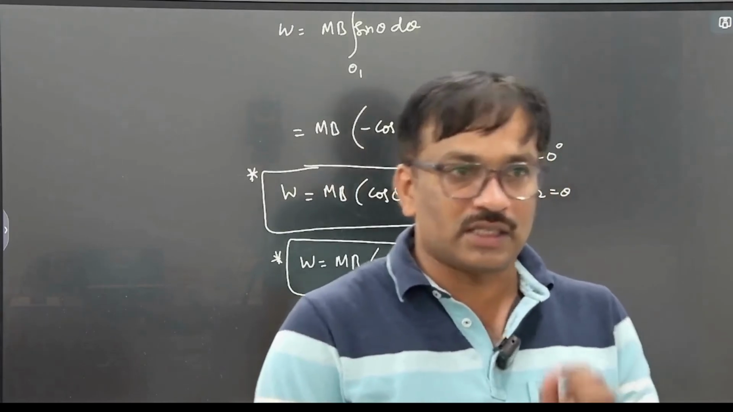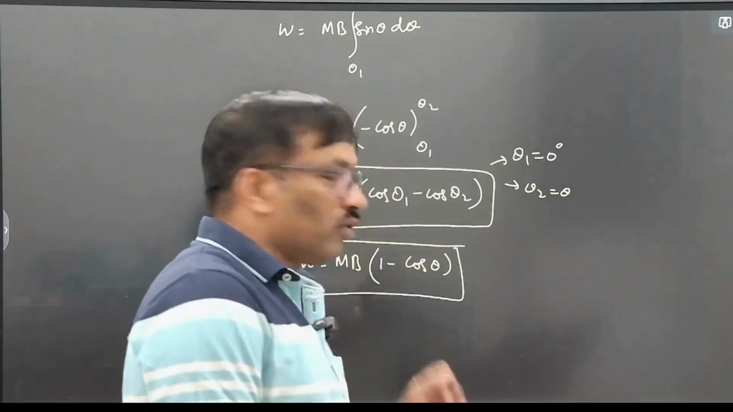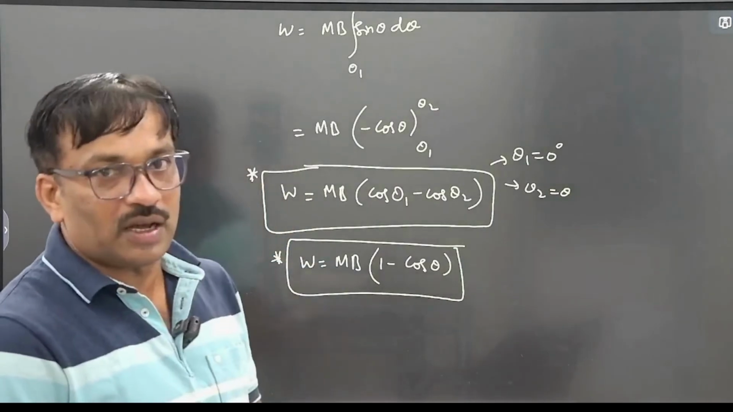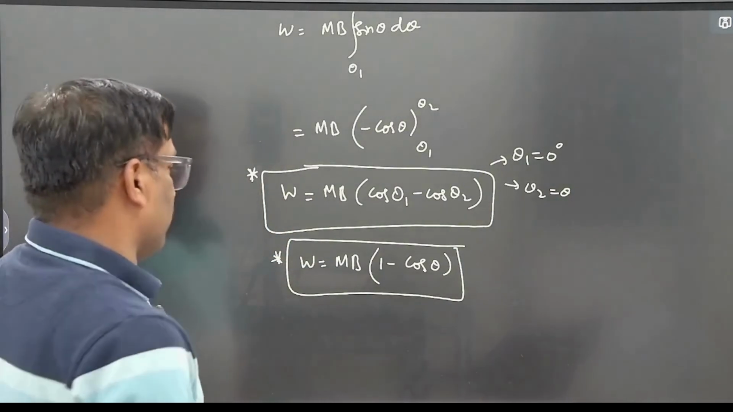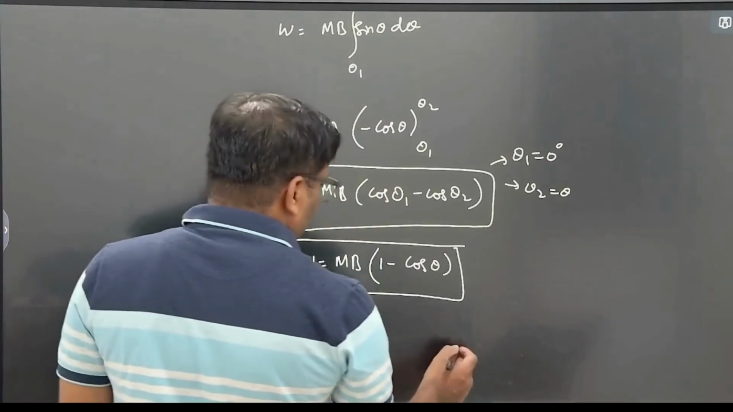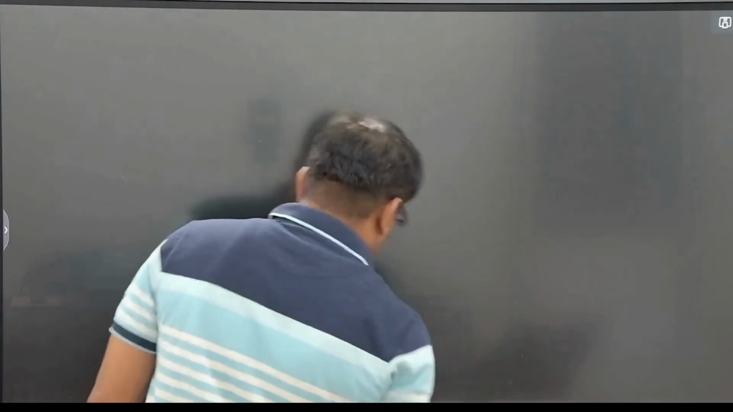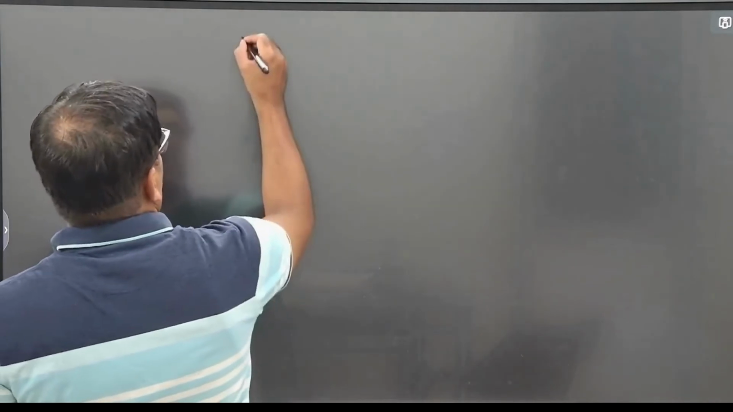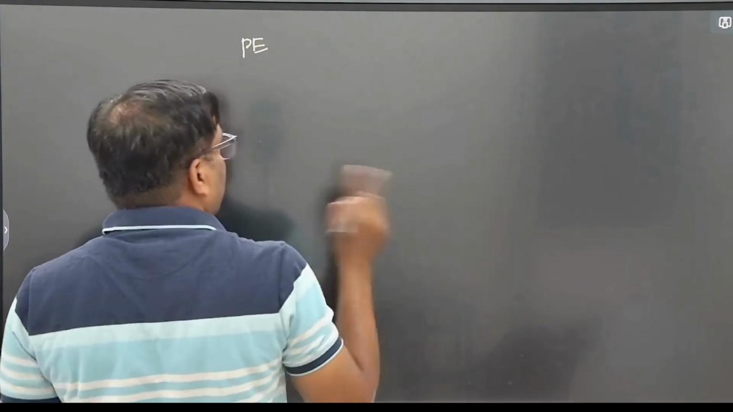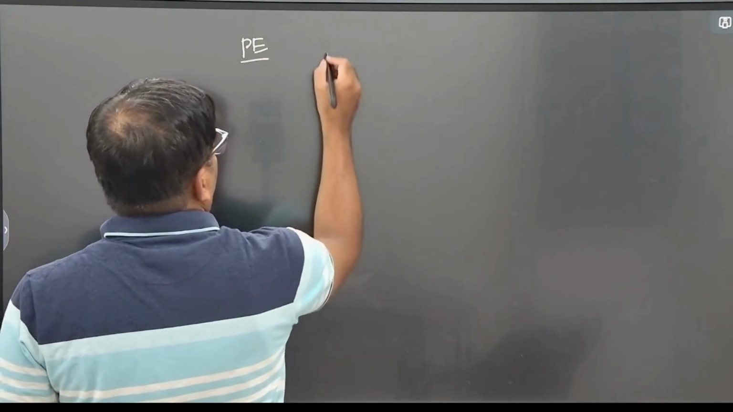So potential energy is nothing but a reference point. Where low potential or zero potential is there, from there we need to calculate the work done. So what is the potential energy stored in this one? Potential energy means you should know perfectly where the zero potential is.